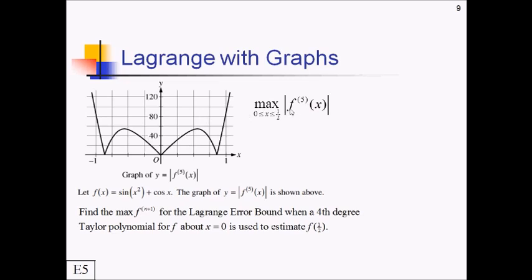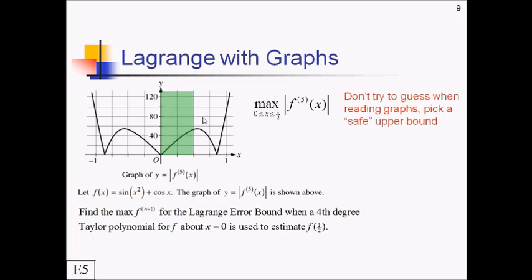Now we're trying to maximize this derivative on the interval from 0 to 1/2. So I'm just going to shade in that part of the graph so I know where I'm looking. So what's the highest value this graph takes on across this interval? You could estimate here this spot right here where the function is as high as it's ever going to be. But rather than calling this like maybe 55 or 56 or something, don't try to guess when you're reading graphs. Just pick a safe upper bound and go with that. So we definitely know this is less than 60, this grid line here. So I'm going to write less than or equal to 60 and call it a day.